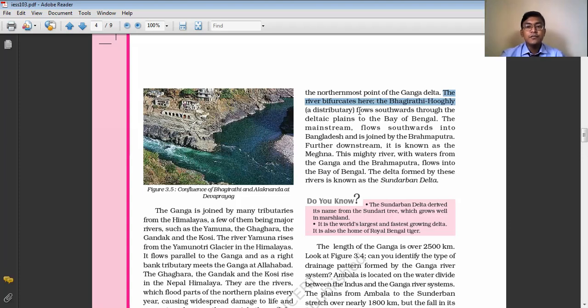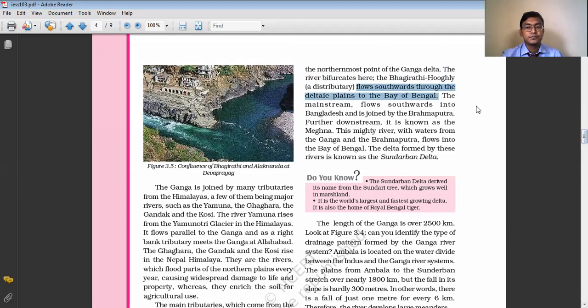They flow southward. From Farakka barrage, the river Ganga flows in the southern direction. It flows southwards through the deltaic plains and finally enters the Bay of Bengal.